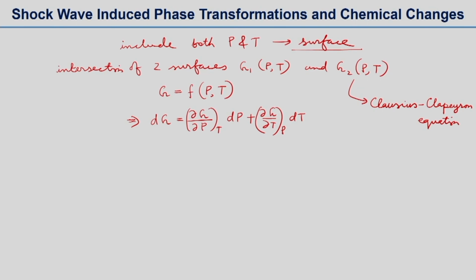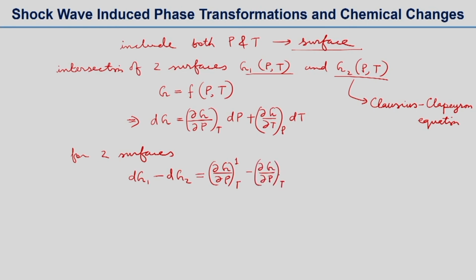These two surfaces will represent the two phases. So now for these two surfaces, what we can have is dG1 minus dG2, the differential of the two surfaces. That will give us the partial of G with respect to P at constant temperature for surface 1 minus the partial of G with respect to P at constant temperature for surface 2, the entire thing multiplied by dP. Similarly, the other terms are the partial derivative of G with respect to T at constant pressure for surface 1 minus that for surface 2, multiplied by dT.